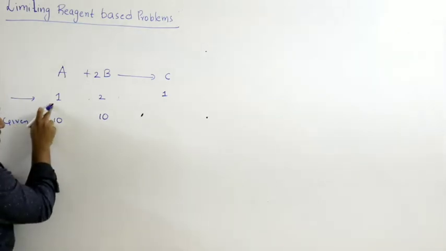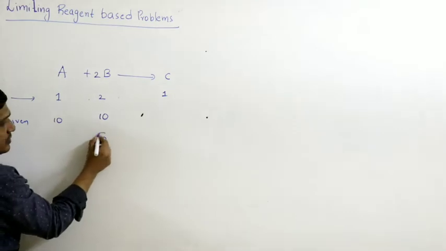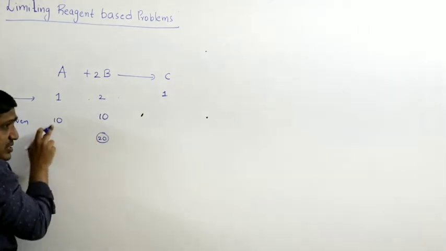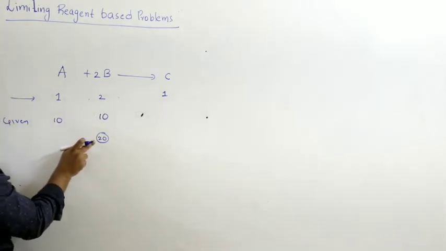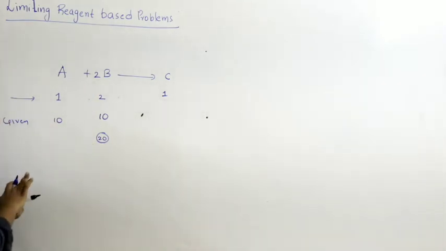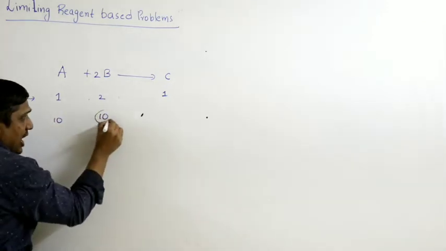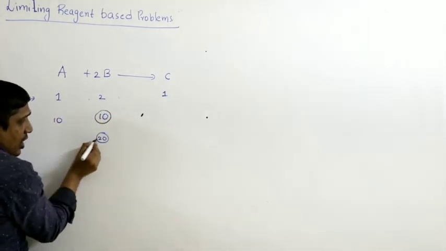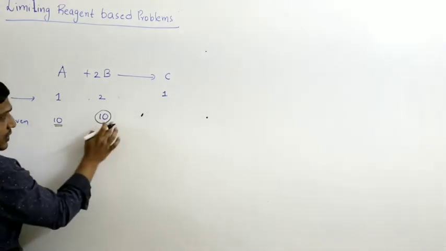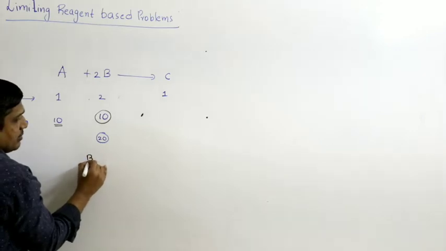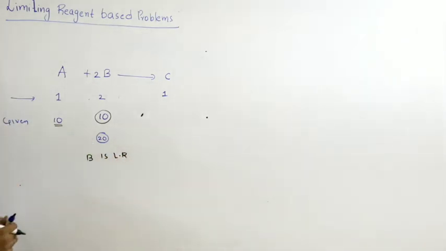So 10 moles of A require how many moles of B? 20 moles. This is necessary. If 10 moles of A has to completely react, then the number of moles of B required is 20. But actually how much is present? Only 10 moles are present. How much is required for complete reaction? 20. Therefore, B is the limiting reagent because it is present in less quantity.